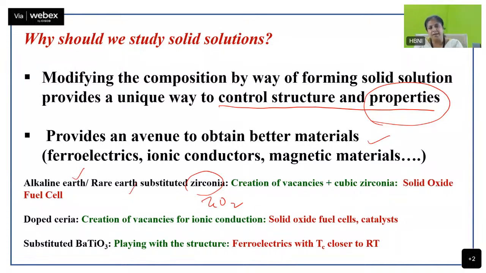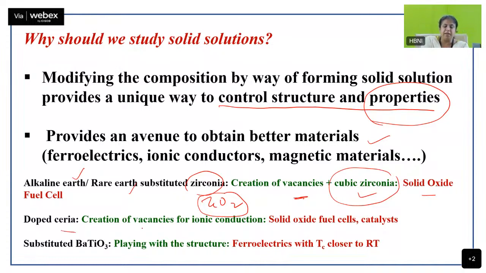Or rare earth. What are rare earths? Lanthanum, cerium, the entire F block series, into ZrO2. It creates vacancies and it gives you cubic zirconia. Cubic zirconia is technologically a very, very important compound as a high temperature ionic conductor, solid, and that has application for solid oxide fuel cells.